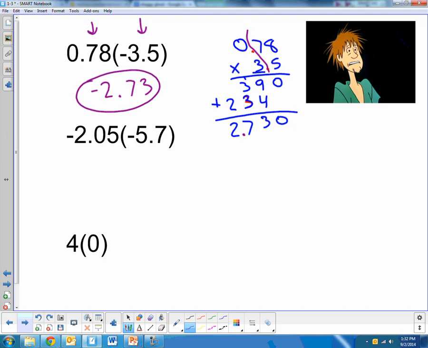We do the second one here. We've got 2.05 times 5.7. I'm going to go a little bit faster here. Get out of here, Shaggy. We don't want the scared Shaggy. Okay.